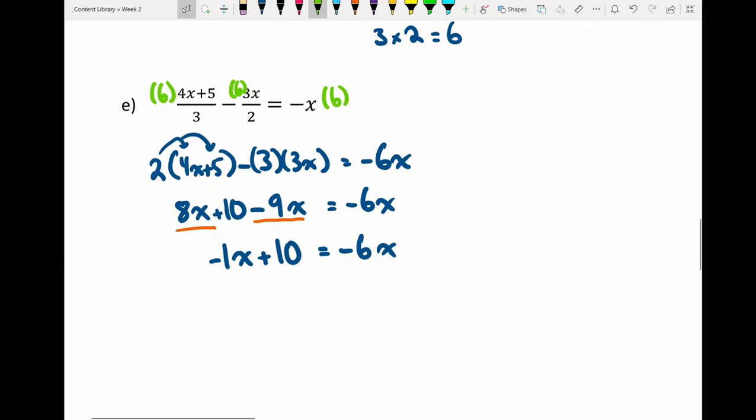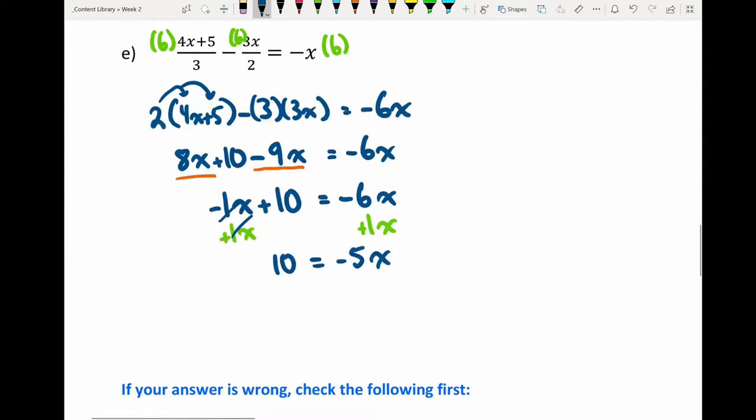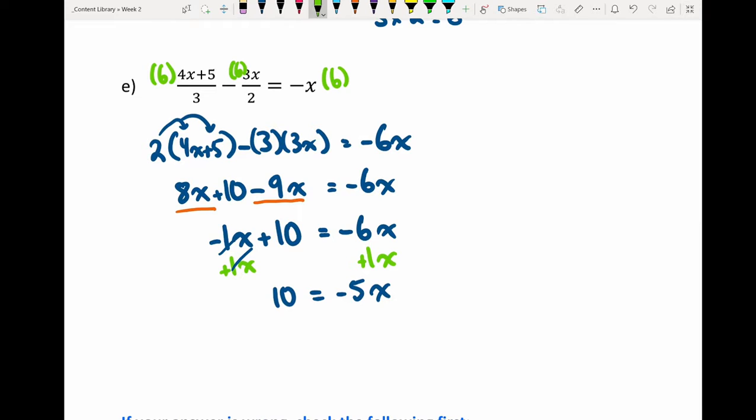Now I can work at getting my x's together on the same side. So I'm going to get rid of this minus 1x on this side by adding 1x. I'm going to add 1x to the other side. One side will cancel out. I'm left with 10 equals negative 5x. And now I'm going to solve by dividing both sides by negative 5. One side will cancel out. X will equal negative 2, which is my final answer.